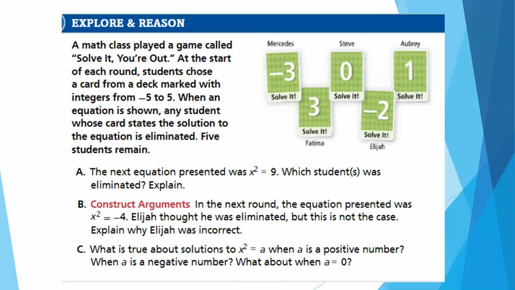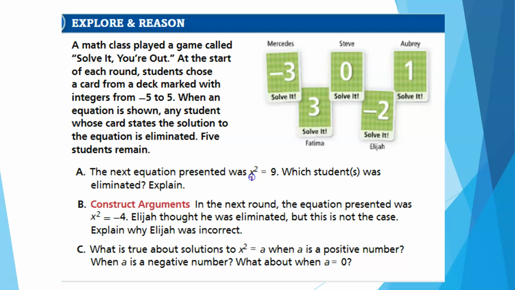It says a math class played a game called Solve It, You're Out. At the start of each round, students chose a card from a deck marked with integers from -5 to 5. When an equation is shown, any student whose card states the solution is eliminated. 5 students remain. Okay, so we have these 5 kids left, and those are the cards they have. So again, if you get it right, you are actually out of the game. So the next equation was x squared equals 9. Think for a second about which students would be eliminated and why.